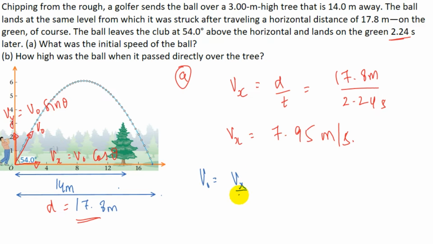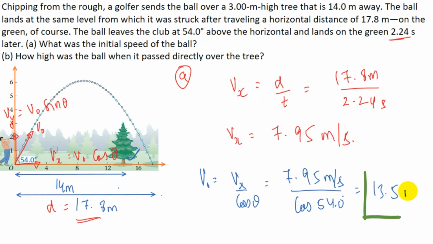Now we can easily calculate the value of v0, because v0 equals vx over cosine theta. From this equation we can write this way, and vx we have 7.95 meters per second. Theta we have 54.0 degrees, and on further solving we'll get the value of v0 to be 13.5 meters per second. So this will be the initial speed of the ball and the answer for the A part.